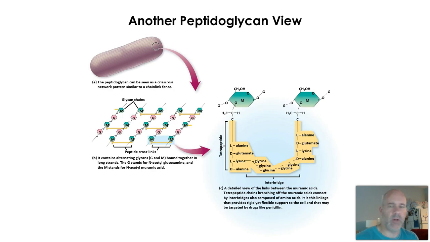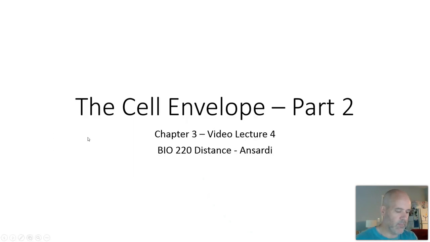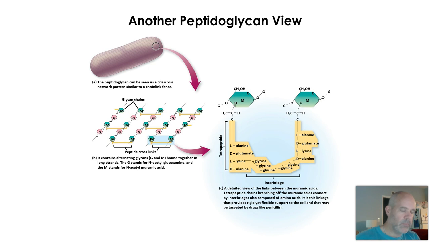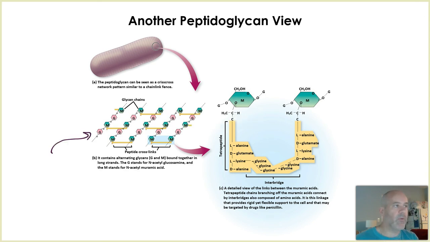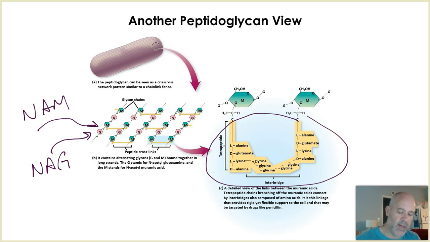All right, here's another view of peptidoglycan, and this is from your textbook. When you see the G's on the diagram from your textbook, those are the NAG sugars, and the M's are the NAM sugars, and then they're drawing in those peptide crosslinks for you. And over here on this part of the diagram, they're actually showing you the names of the amino acids that are used in those peptide crosslinkers. So L-alanine, D-glutamate, L-lysine, D-alanine, and glycine over here. Those are all actual names of amino acids.